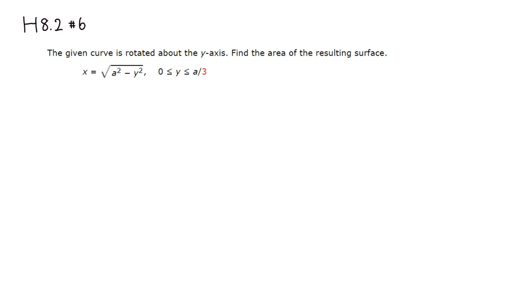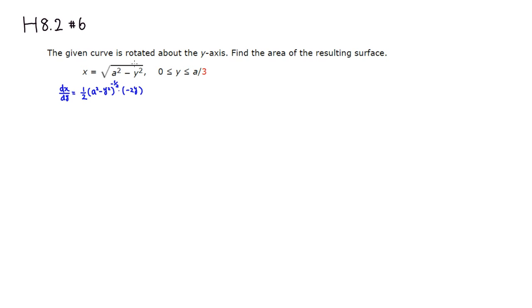First, I'm going to take the derivative. Let's find dx over dy, the derivative of x with respect to y. The square root is a 1/2 power, so I put the 1/2 in front, keep a squared minus y squared as it is, and subtract 1 from the power, so it's negative 1/2 power. Then multiply by the derivative inside with respect to y, which is negative 2y.